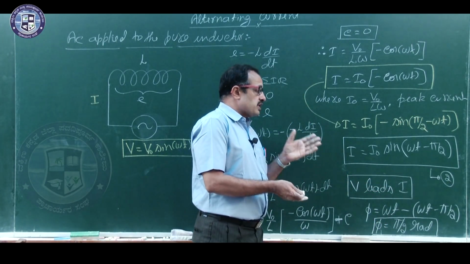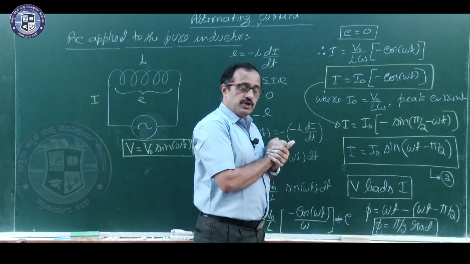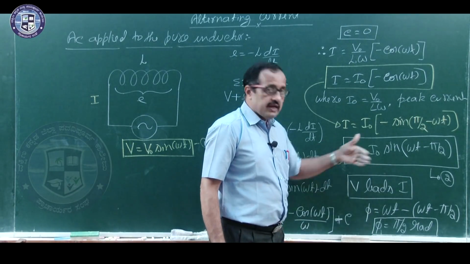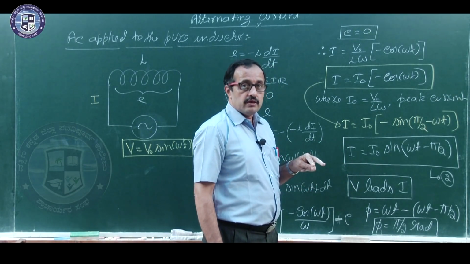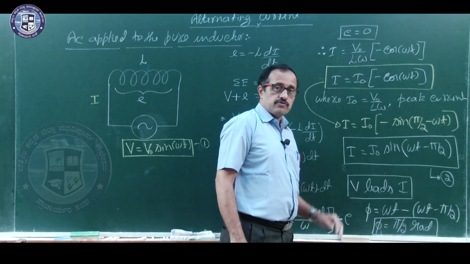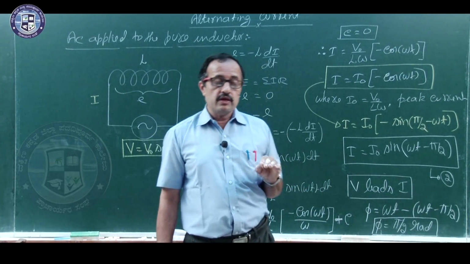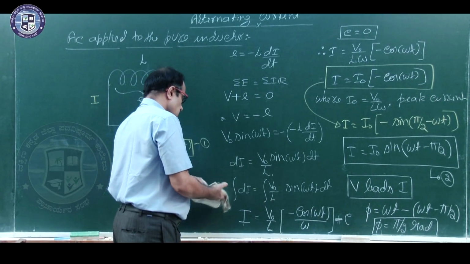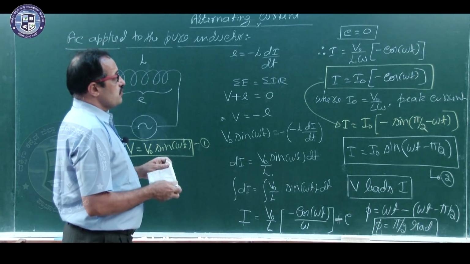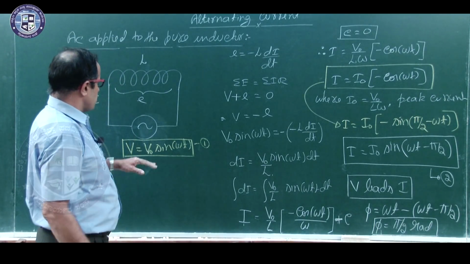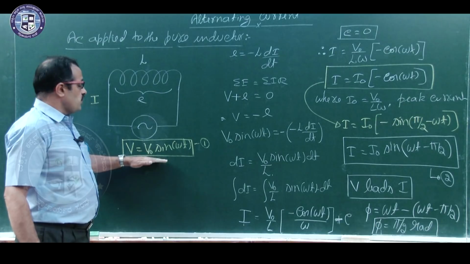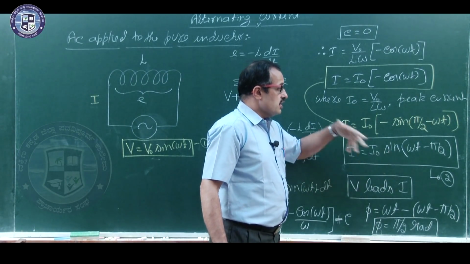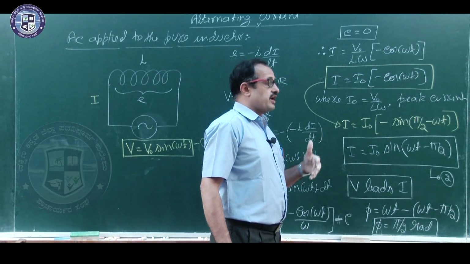Can we explain this one in another way? Definitely. If you want to explain this one in another way, then you have to say I lags V by pi by 2 radians. Okay. Now, next step, we go for graphical representation. We plot the graph of voltage, and then we plot the graph of current, and later we draw phasor diagram for that.